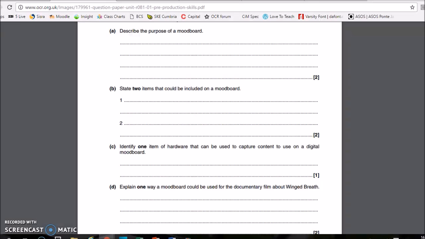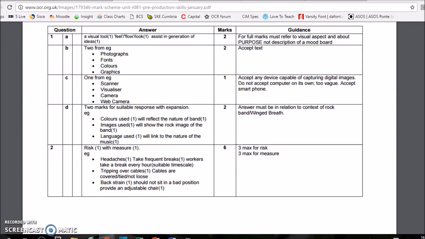Question B says state 2 items that could be included on a mood board. So all it's asking, because it's a 2-mark question, is give us 2 items. And you've got there in the mark scheme photographs, fonts, colours, graphics, and that's just a small range.